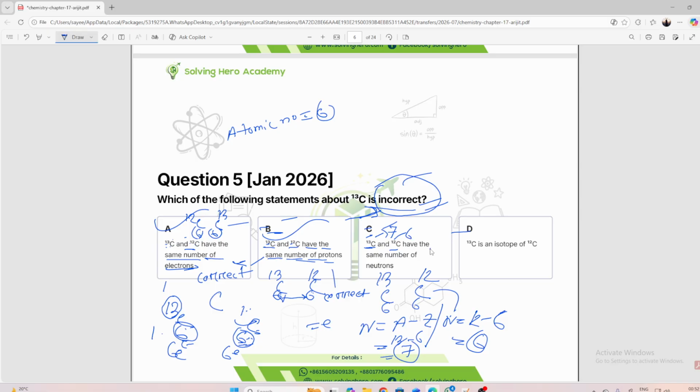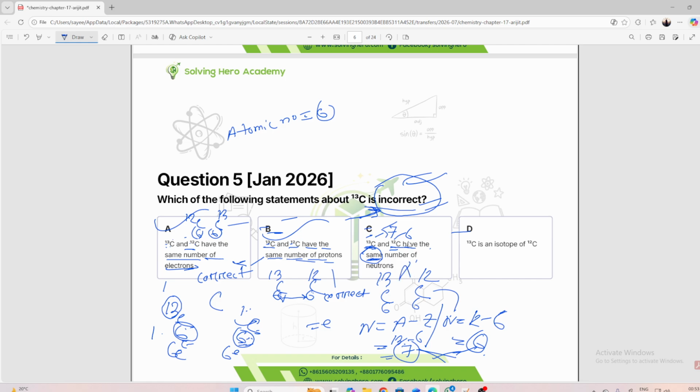So this option is wrong. The question has already mentioned that we have to find the incorrect one. Carbon-13 and carbon-12 have different numbers of neutrons, 7 and 6, but in the option they have said that they have the same number of neutrons. We know that they have different numbers of neutrons. So will it be the answer?